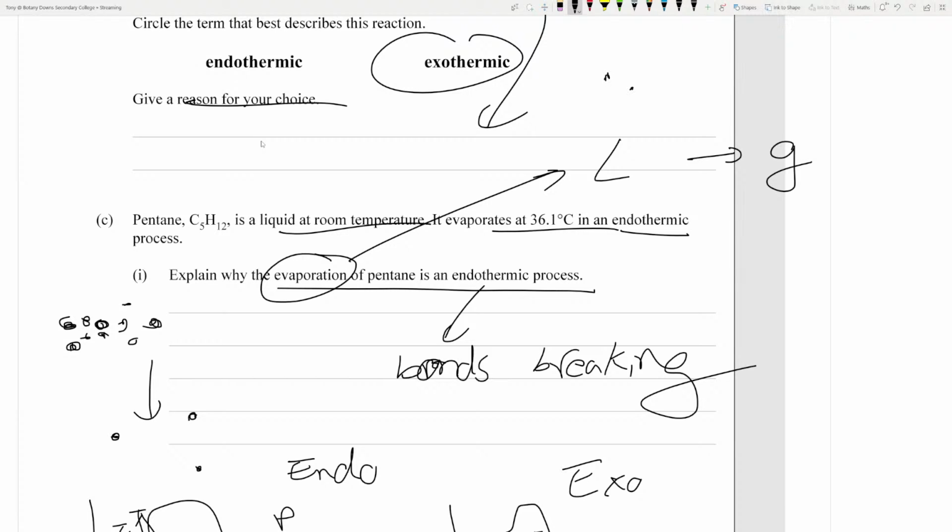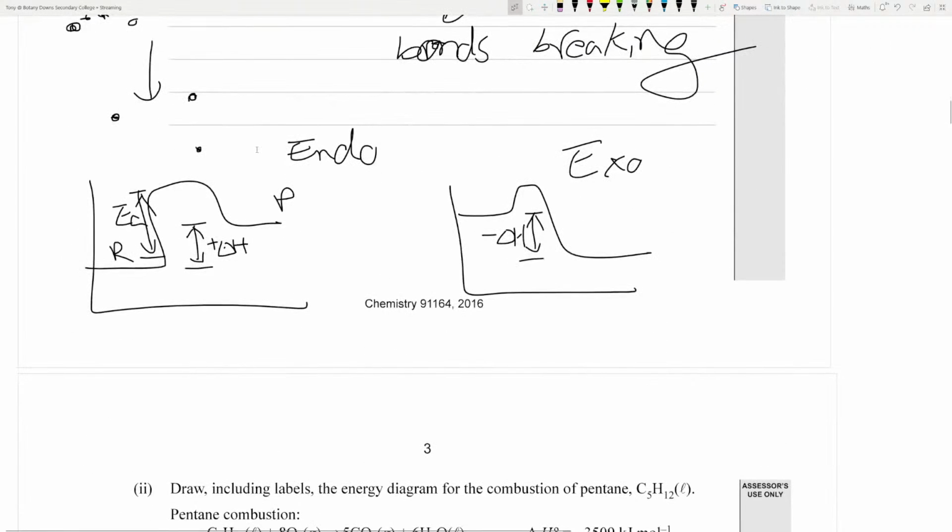So liquid, my year 9s can draw what a liquid might look like. What does a gas look like? Something like that. So what has changed? You've broken the intermolecular forces. Therefore, you have absorbed heat to do that. So that's something that you need to worry about. It's really not that complicated.